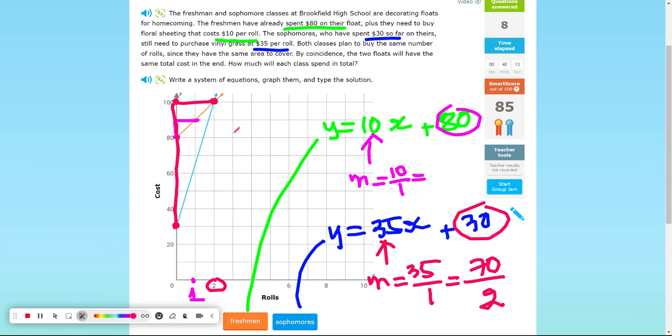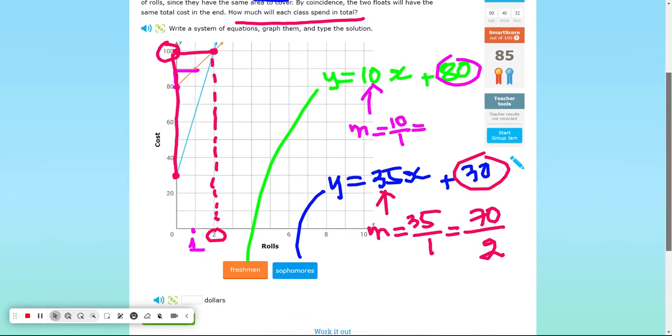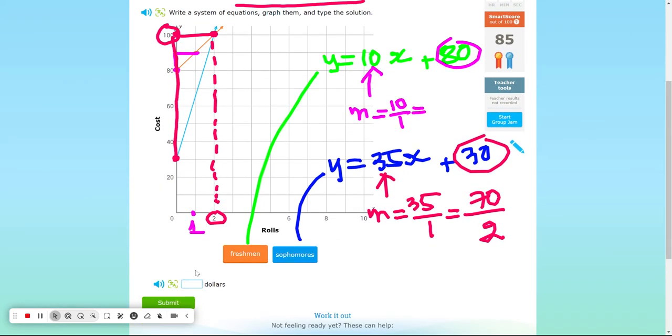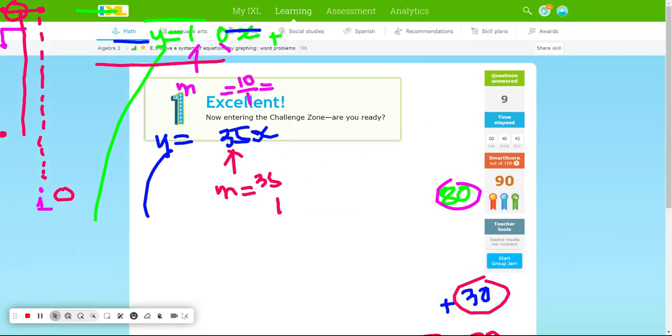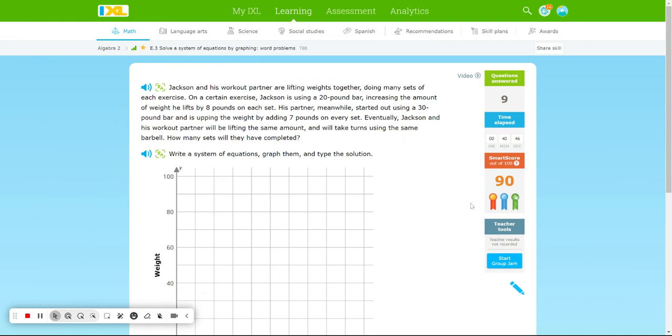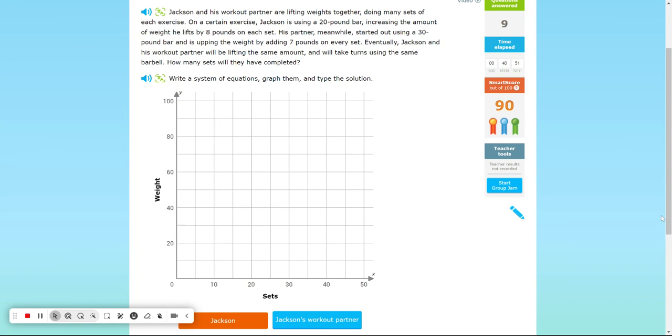Okay, so you can see both floats had the same cost of $100 when both of them buy 2 rolls. So what do they ask for? How much each class will spend? So the answer should be $100. So I go to my answer box over here. I enter $100 in the answer box and I submit. Here we go. Submit. I'm done. How much do I have? 90. All right. I'm almost at 100.